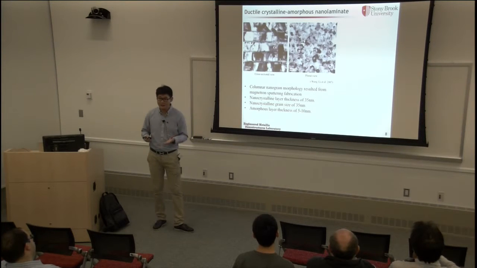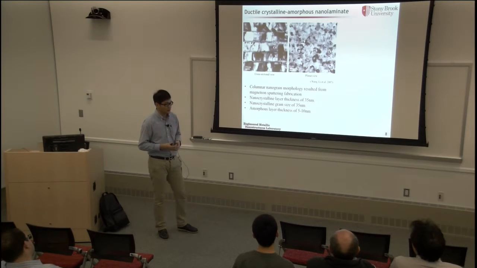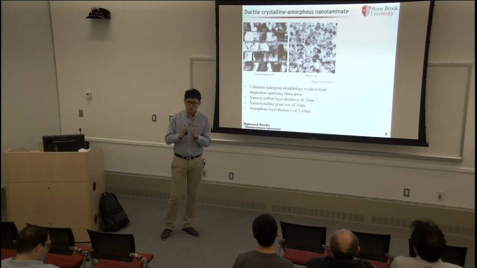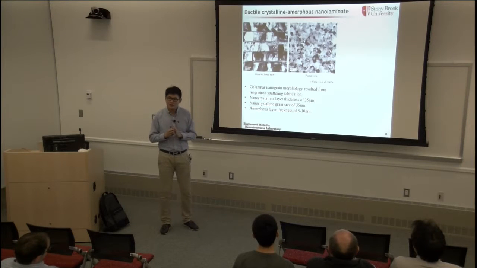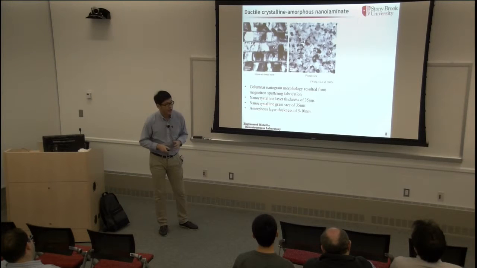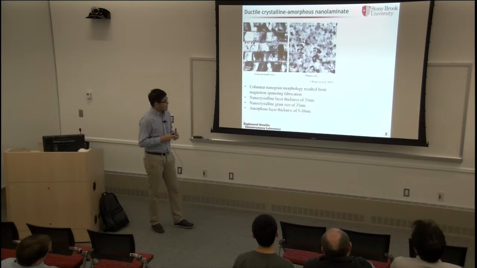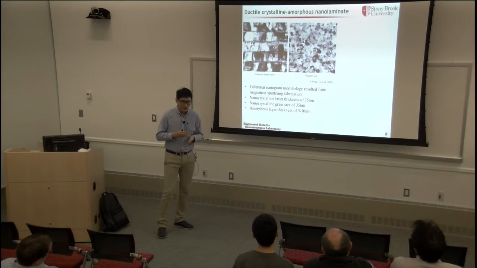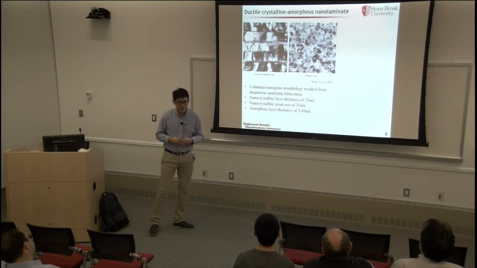Then we know that metallic glasses and nanocrystalline metals both have high strength, but both of them suffer from poor ductility. However, when we combine these two materials to form a crystalline-amorphous nanolaminate structure, exceptional mechanical properties have been achieved. One example is given by Wang. In 2007, they used magnetron sputtering fabrication to alternately deposit a nanocrystalline copper layer with a copper-zirconium amorphous layer to form this crystalline-amorphous nanolaminate structure.